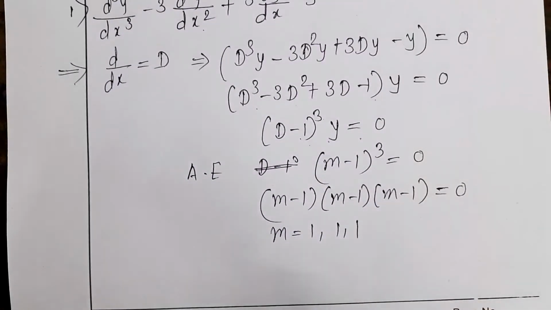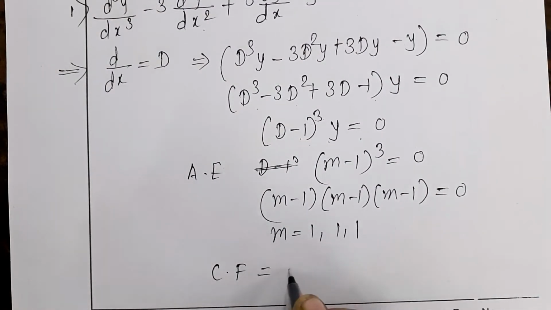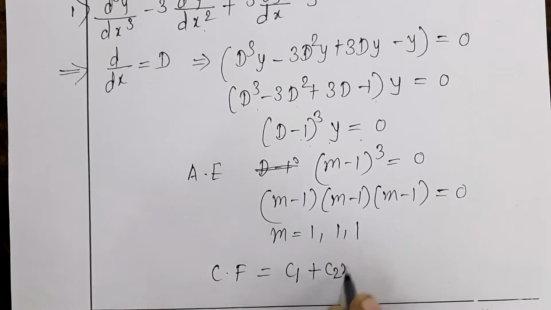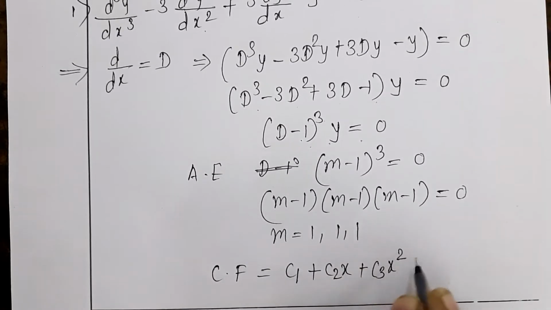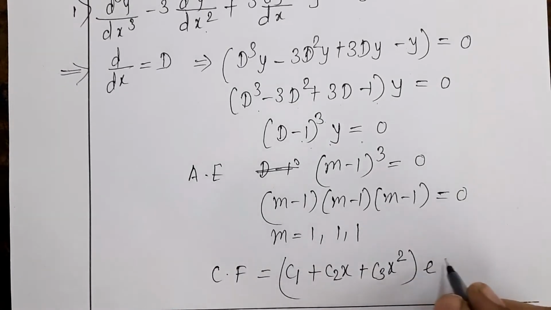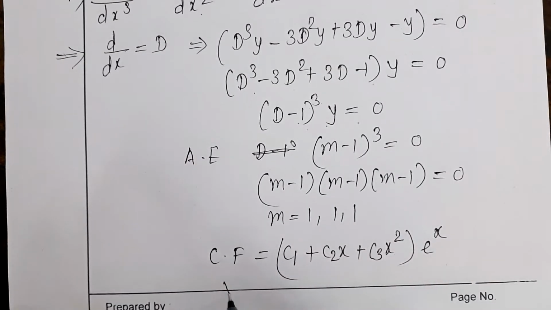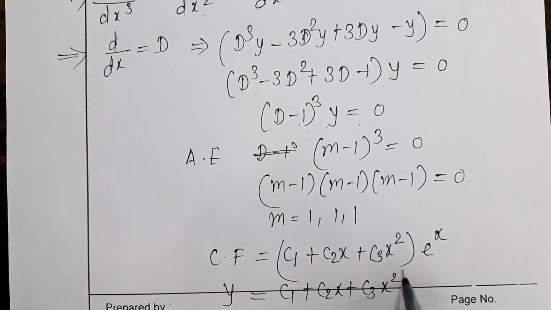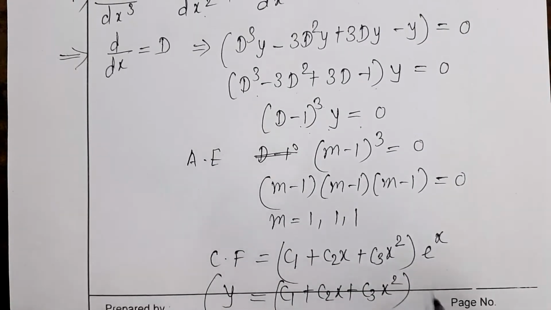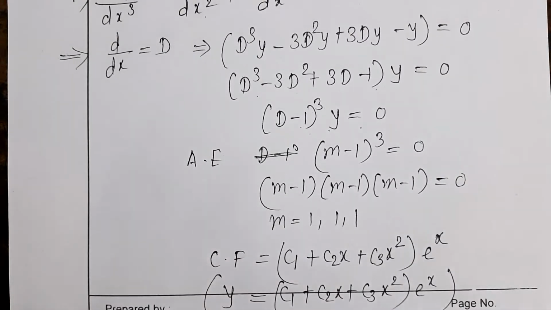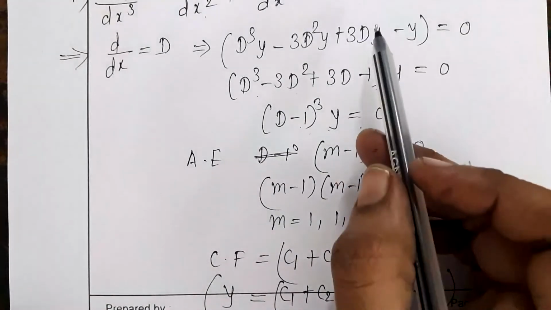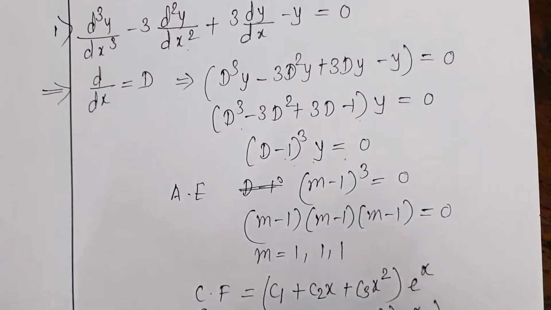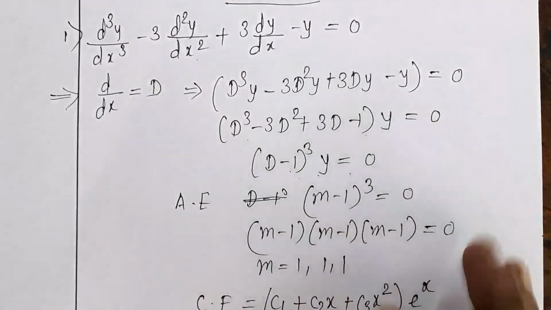If 3 roots are real and equal, how to write CF? CF can be written as (C1 plus C2x plus C3x square) multiplied by e to the power m1x. m1 is 1, so it is e to the power x. Now CF is the solution. So y is equal to (C1 plus C2x plus C3x square) multiplied by e to the power x. So this is the solution of the given differential equation. In all problems, right hand side is 0, means we are going to see only the solution of homogeneous differential equation.